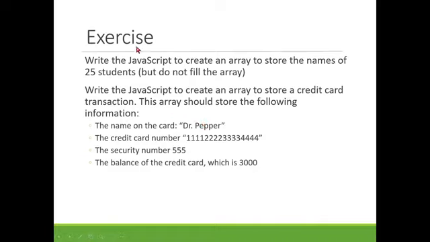Okay, here's an exercise. Once we're working on this exercise, I'll try a few different things in the console. How would you write the JavaScript to create an array to store the names of 25 students? You're not filling it with any values yet, but how would you create an array that's ready for 25 values? Write the JavaScript to create an array to store a credit card transaction, and the array should have the following pieces of information. We have a couple strings and a couple numbers. There's definitely multiple ways that you know how to do this already. So take a minute, see if you can figure this out, and we'll go through a solution.